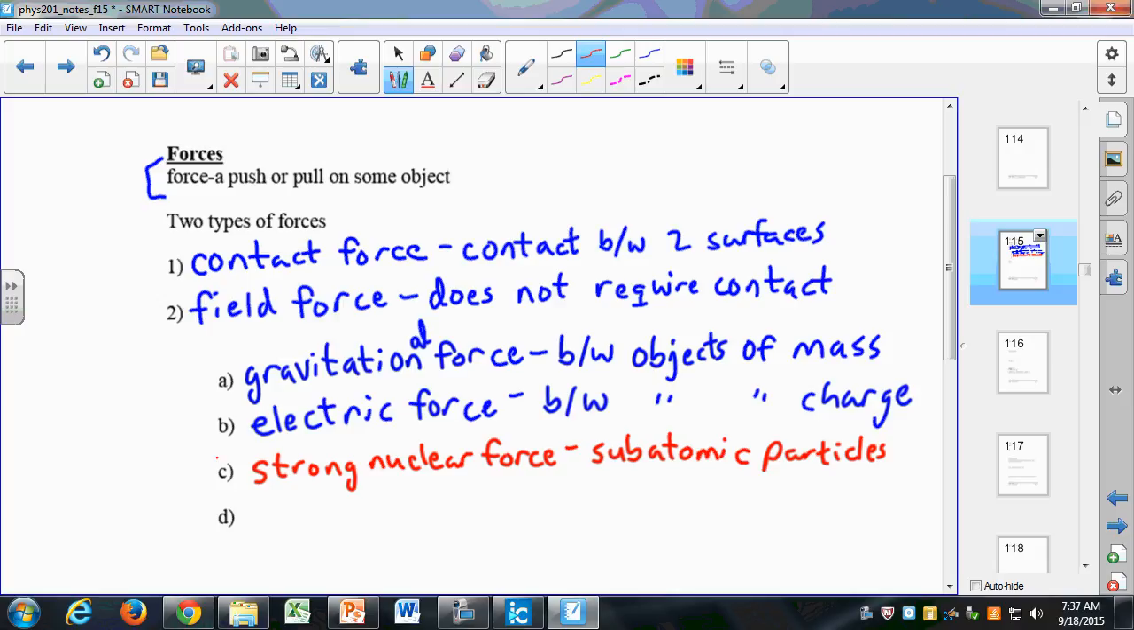Again, we're not going to talk about this, but just sort of to keep the list complete. And then the other force is the weak nuclear force, and this is relevant for radioactive processes. You don't really need to know what these are, it's really just to make the list complete. You're never going to see it again in this class.